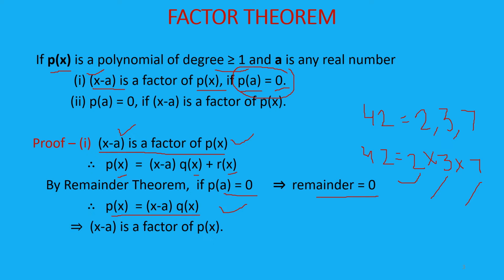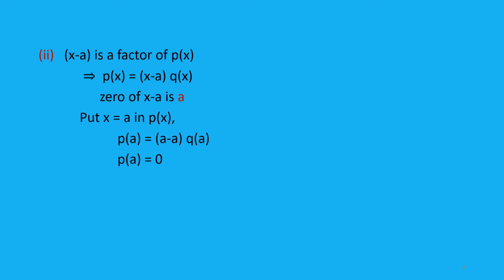P(x) is equal to (x minus a) into q(x). That means x minus a is a factor of P(x). And this is the first part which we have proved. Now let's see the second part. In the second part it is given P(a) is equal to 0 if x minus a is a factor of P(x). So here if x minus a is a factor of P(x), that means P(x) is equal to (x minus a) into Q(x), which we explained in the first part also.